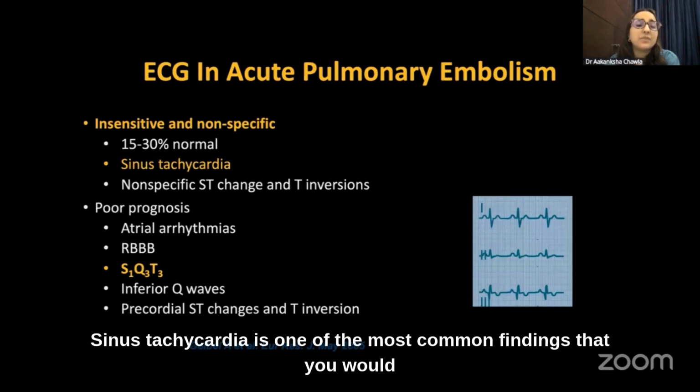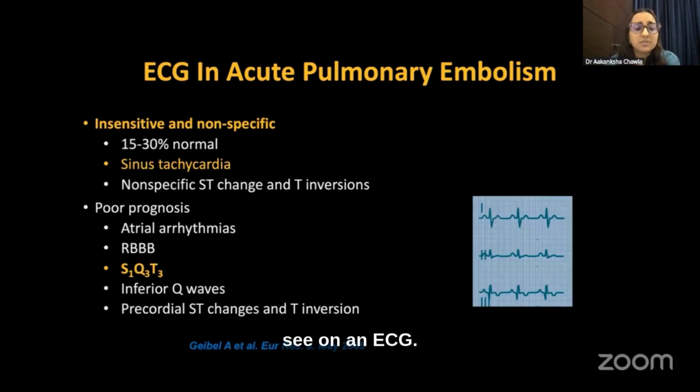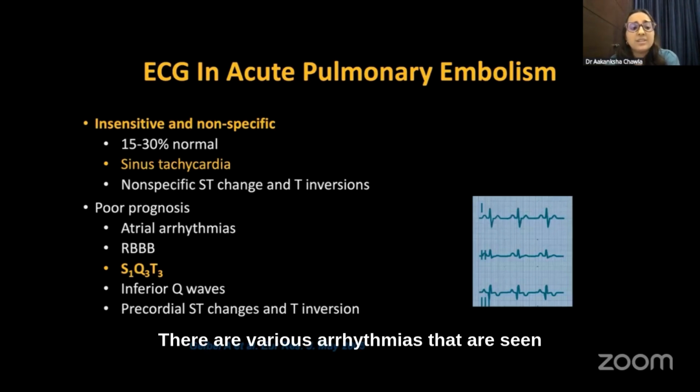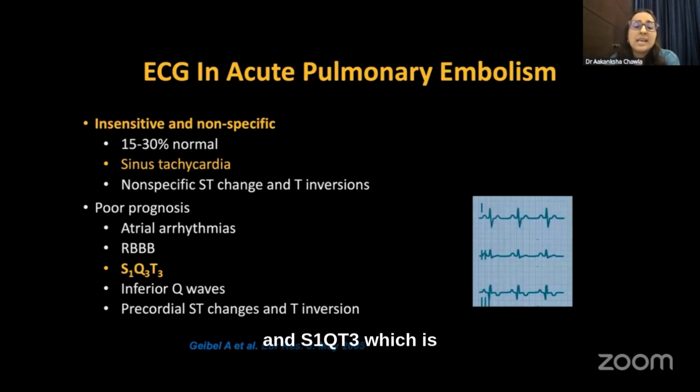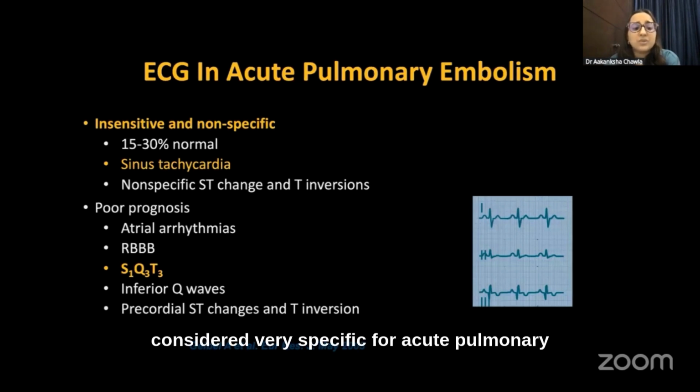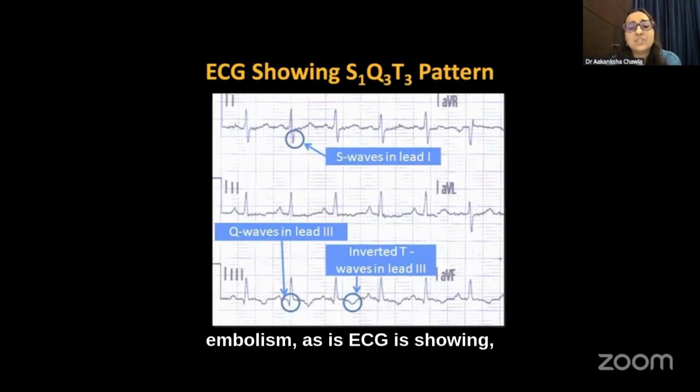Sinus tachycardia is one of the most common findings that you would see on an ECG. There are various arrhythmias that are seen, and S1Q3T3, which is considered very specific for acute pulmonary embolism, as this ECG is showing, is also associated with poor prognosis.